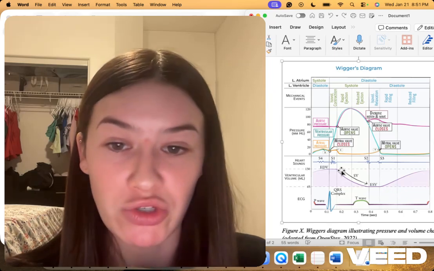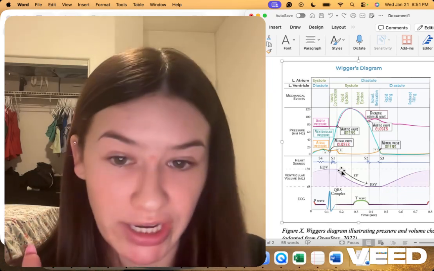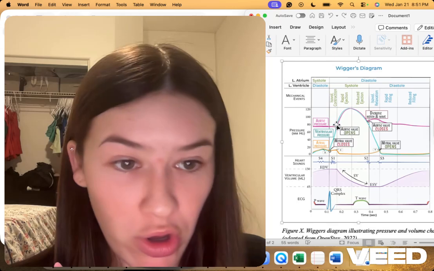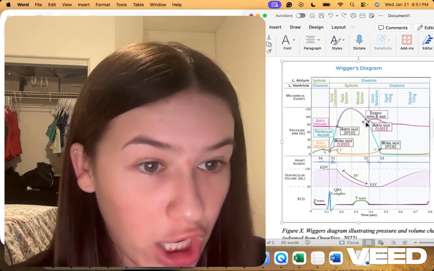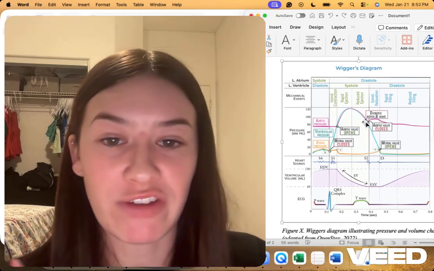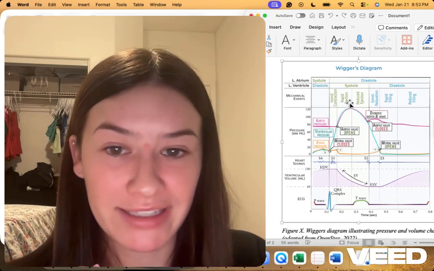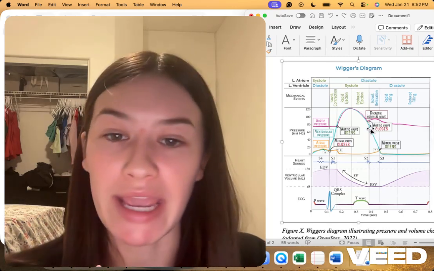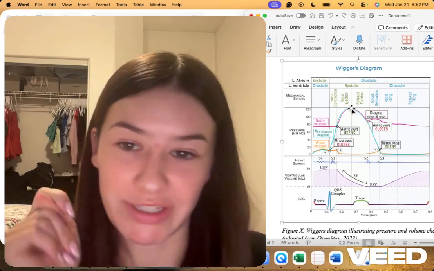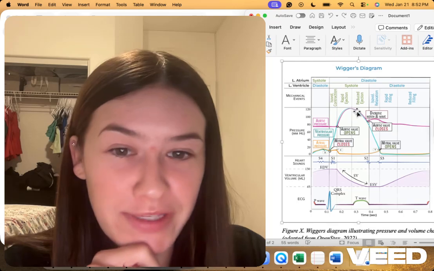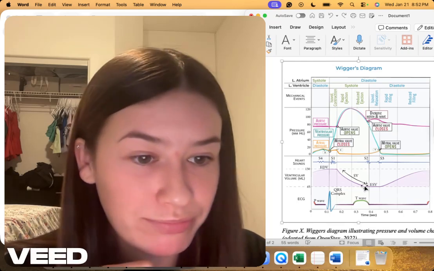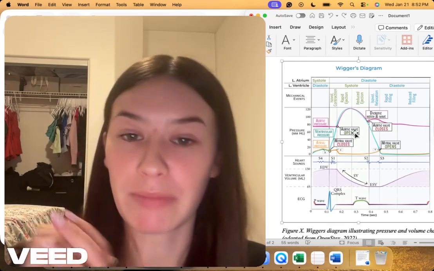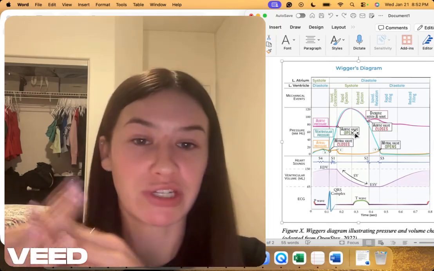Moving into isovolumetric relaxation, that is what is occurring. After ejection, the ventricle begins to relax. The aortic valve closes right here, preventing blood from going backwards, and pressure drops right here. Pressure drops rapidly, but volume stays the same. This remaining blood is called end systolic volume, which is ESV.